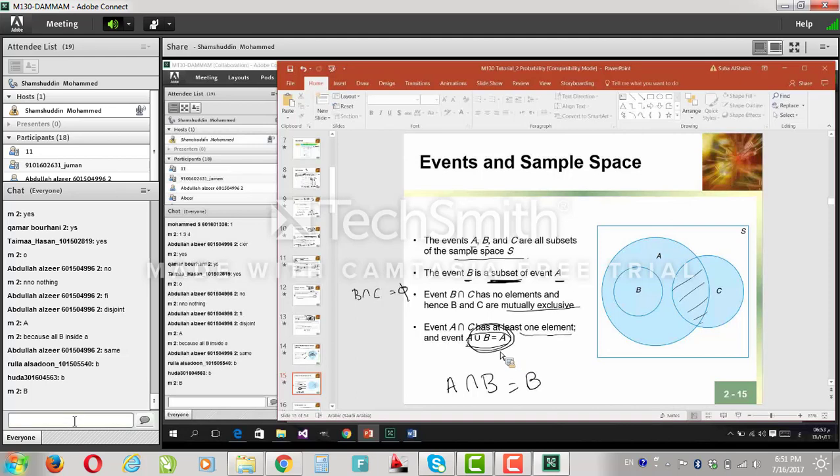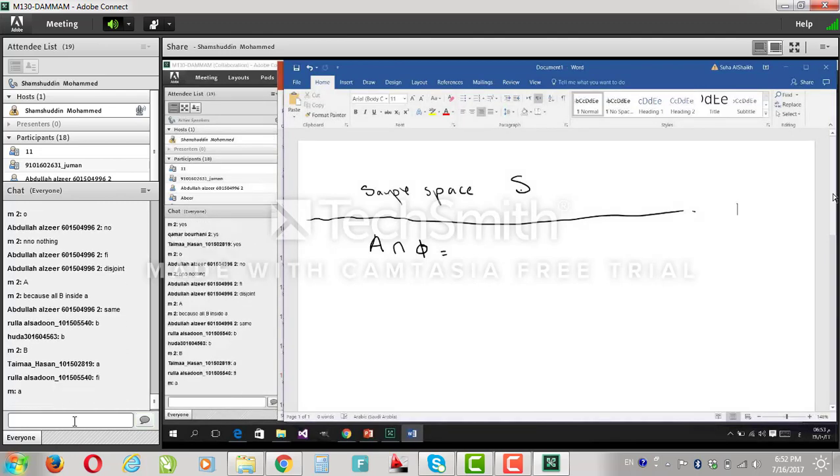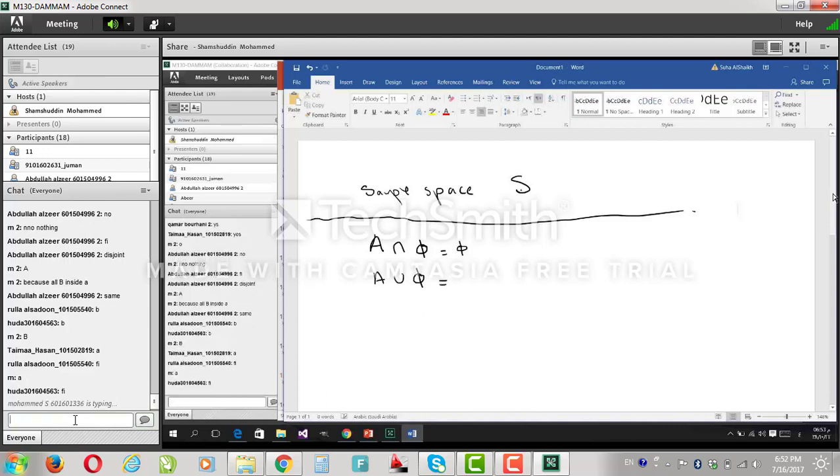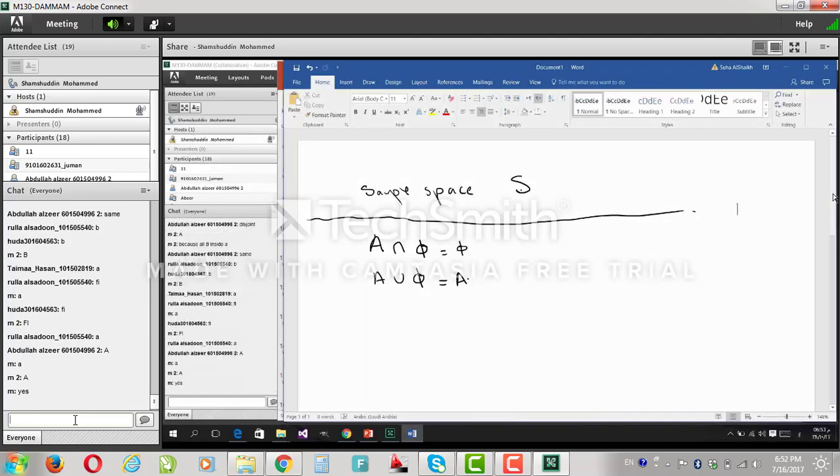Now in your book you will find some important relations for the set. Let me write them for you. A intersect phi. What do you think? A intersect phi. If you intersect A with a phi, it is the phi, correct. Now if A union the phi, it's the A, correct. Now if A union the complement of A, what do you think?